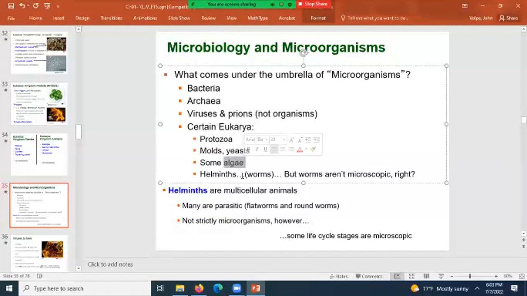The helminths fall under the microorganisms. And the helminths, remember, are the worms, but most of the worms aren't microscopic, are they? Do you need a microscope to see most of the parasitic worms? That's a yes or no.